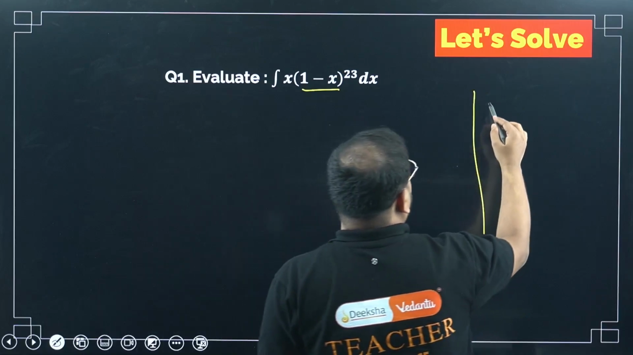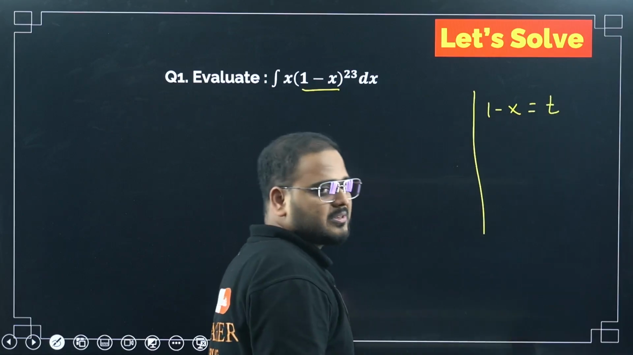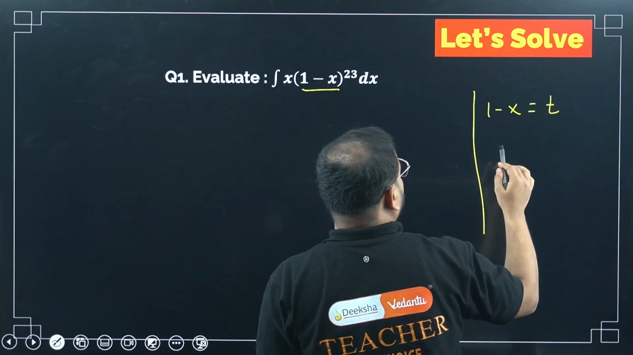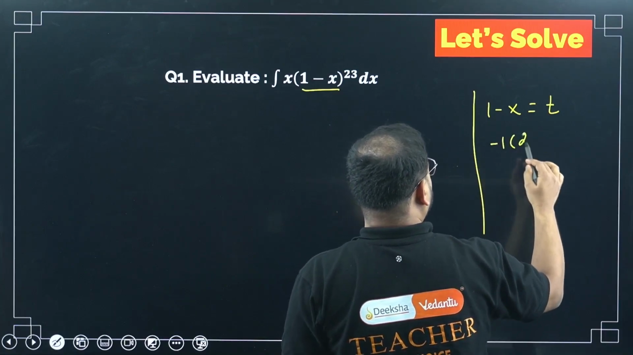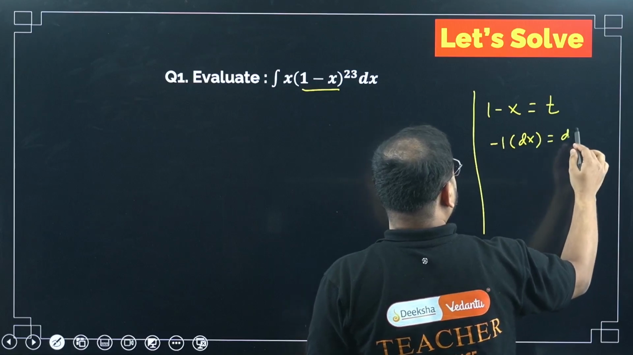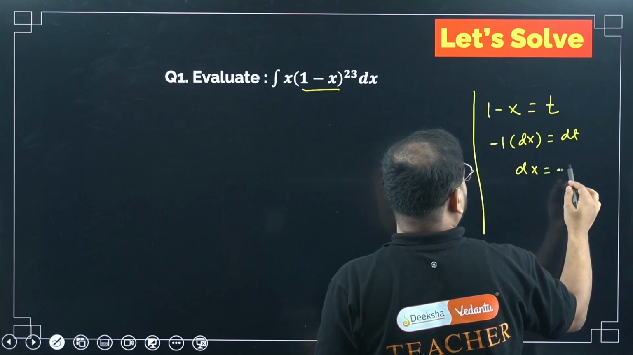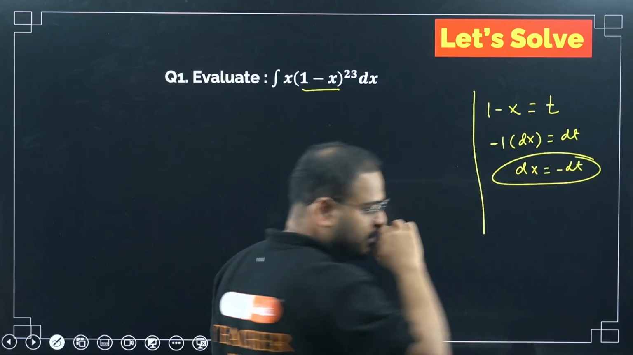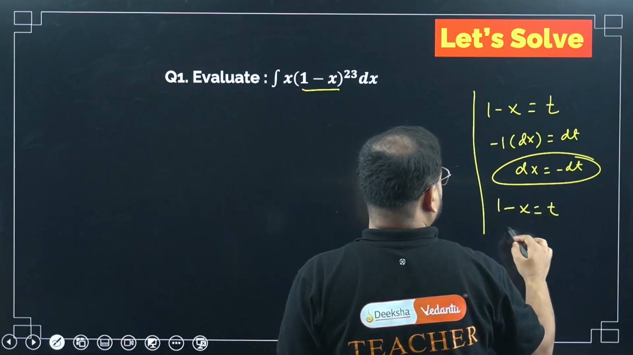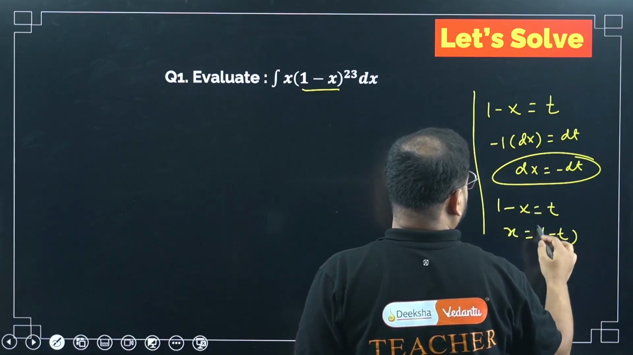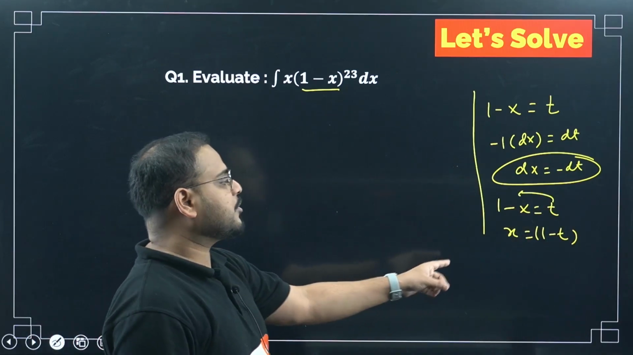Take 1 minus x equals t. Differentiate it. We get minus 1 times dx equals dt. So basically I can write dx as minus dt. Yes or no? Yes. Now if 1 minus x is nothing but t, then what is my x value? 1 minus t or not? I'll bring this t over here. If 1 minus x is t, then x is going to be 1 minus t.